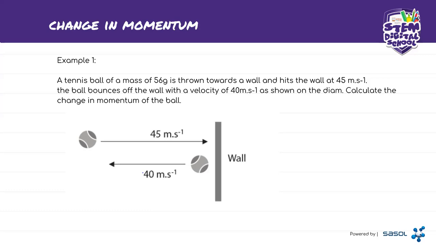Okay? And then number two, you need to show the directions. You need to have your direction. Which direction is positive? Are you going to choose this one as positive or this one as negative? Either way, you will get the correct answer as long as you know how to apply them. Okay? And then the change in momentum. Now we need to know which formula we are going to be using for the change in momentum.